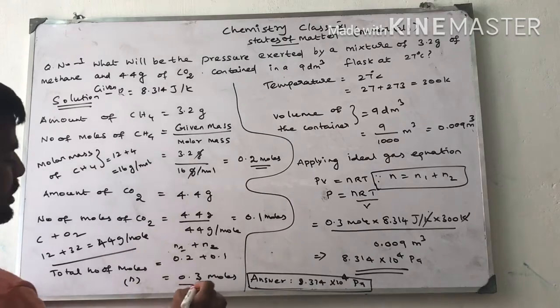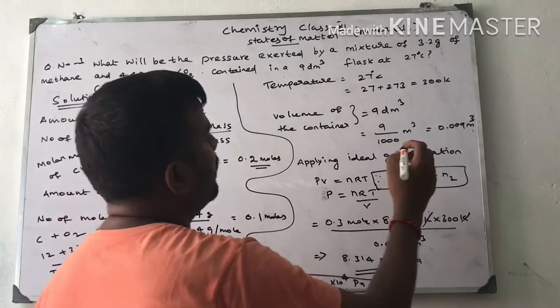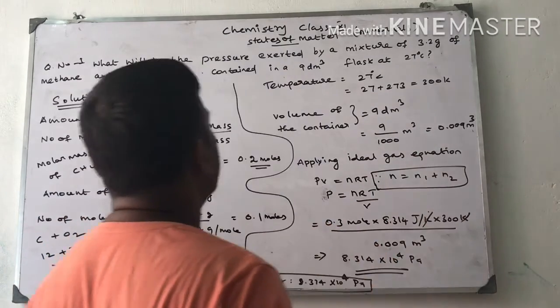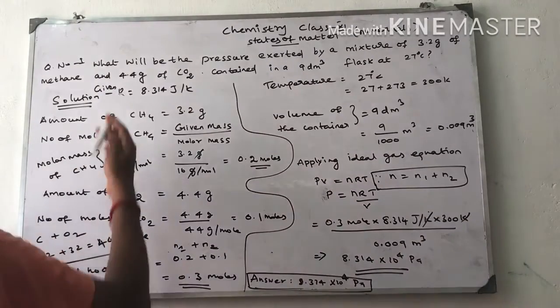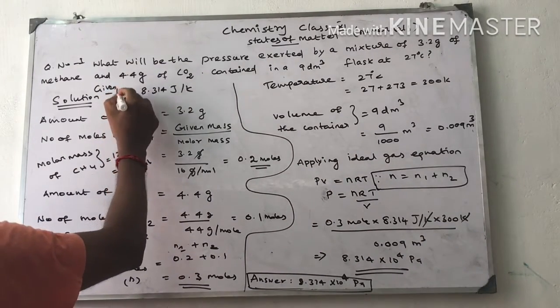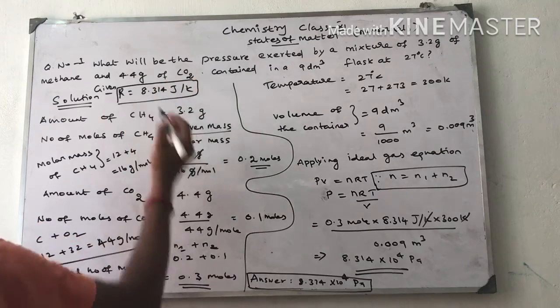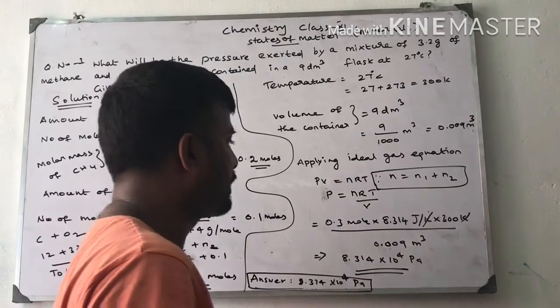So we get the answer of 0.3 moles. In this way we get the value of n. PV is equal to nRT. n value is found out. R is given in the question. It's a universal gas constant. So R is already given in the question, 8.314 joule per Kelvin.